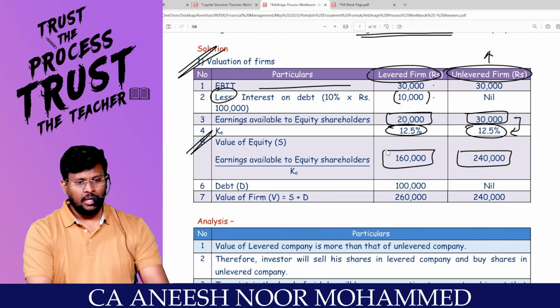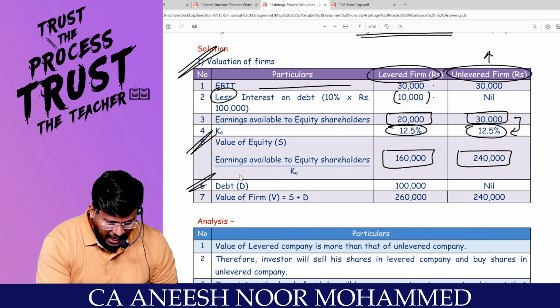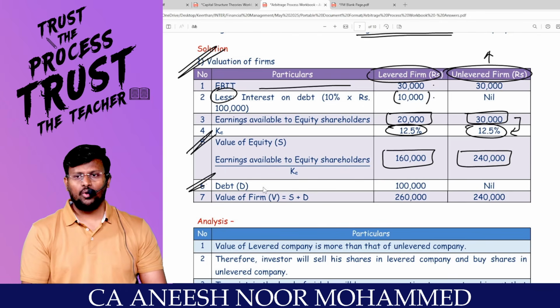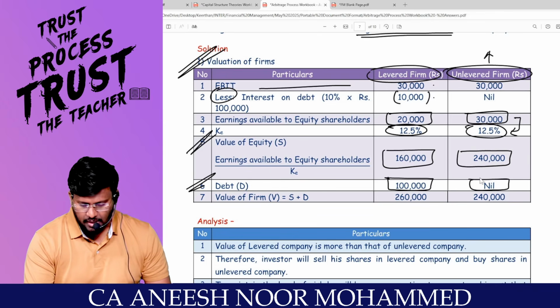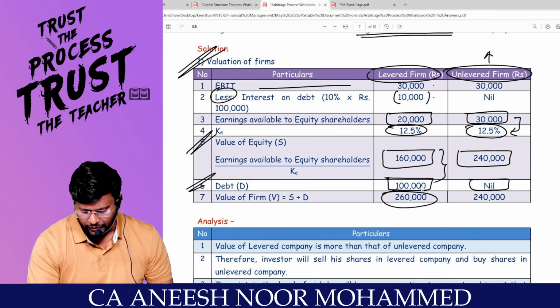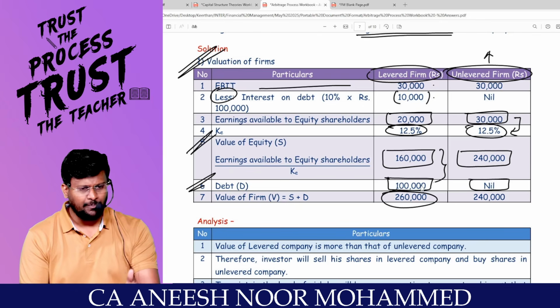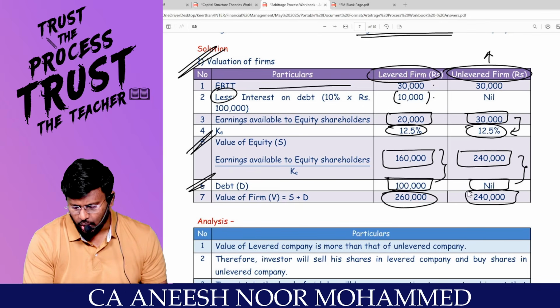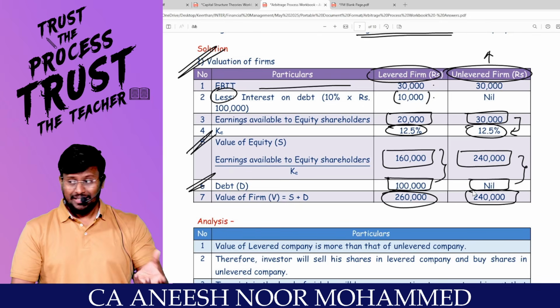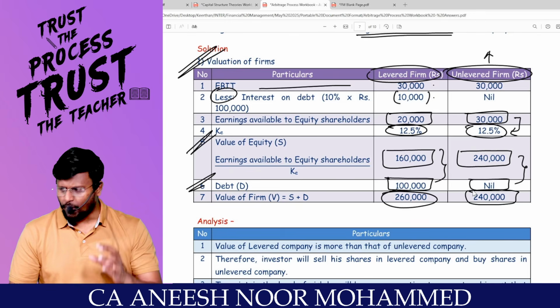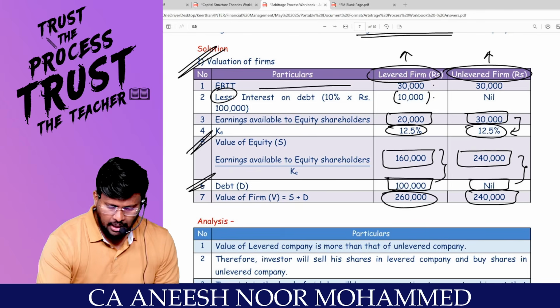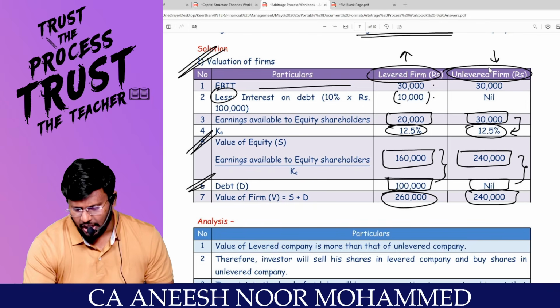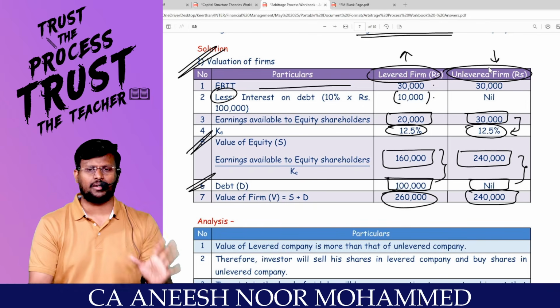And, sir, to this I have to add the value of debt. How much is the value of debt? 1 lakh. But here, for the unlevered firm, the value of debt will be 0. So the value of the firm for the levered firm is value of equity plus value of debt, which comes to 2 lakh, but here 2 lakh 40 plus 0 comes to 2 lakh 40. Correct? In this situation also, the value of the levered firm is higher than the value of the unlevered firm. That means here also arbitrage will work.